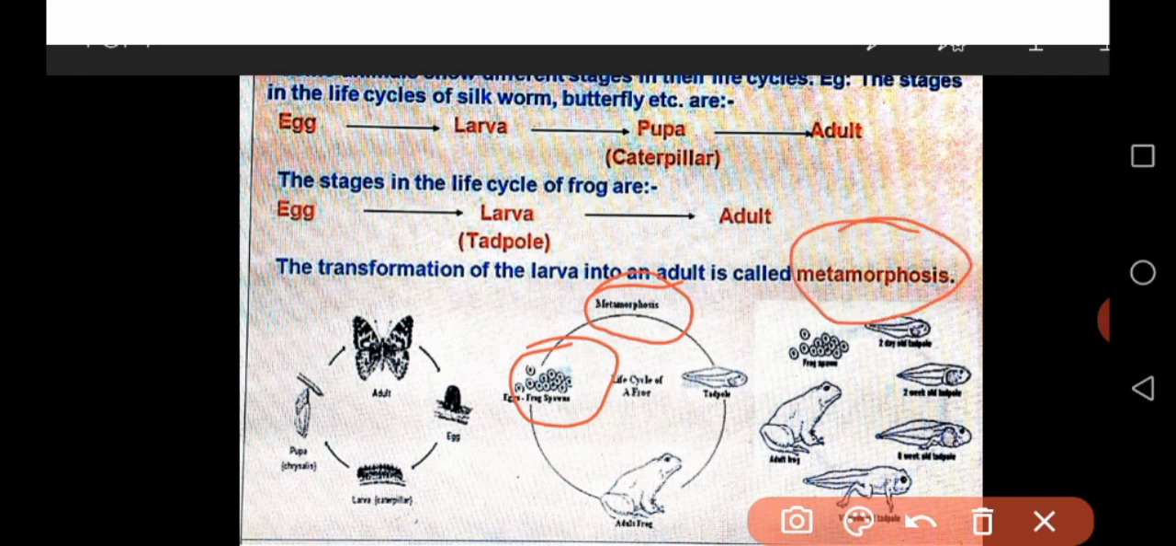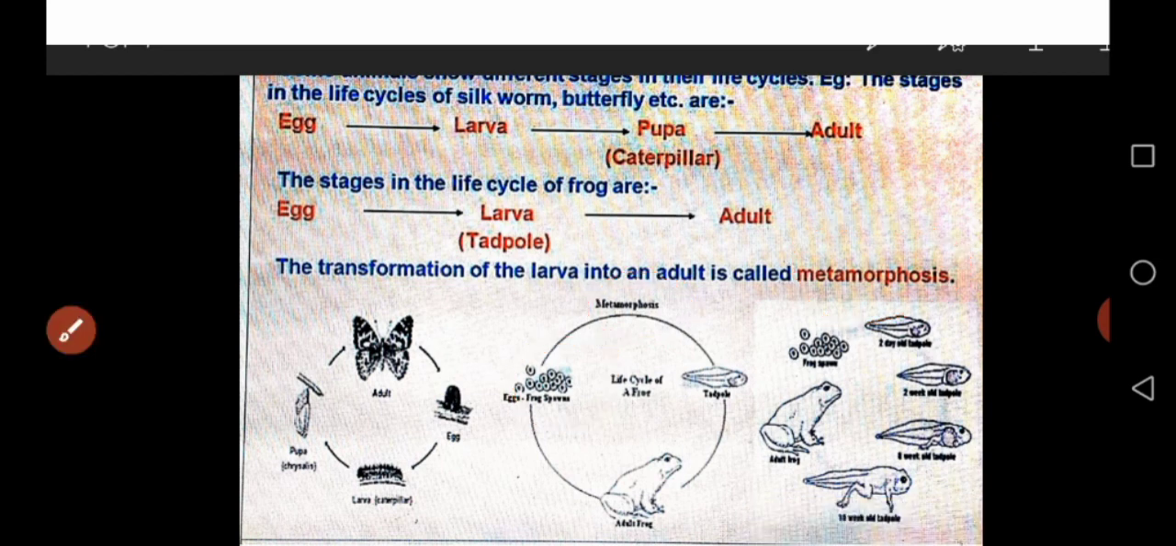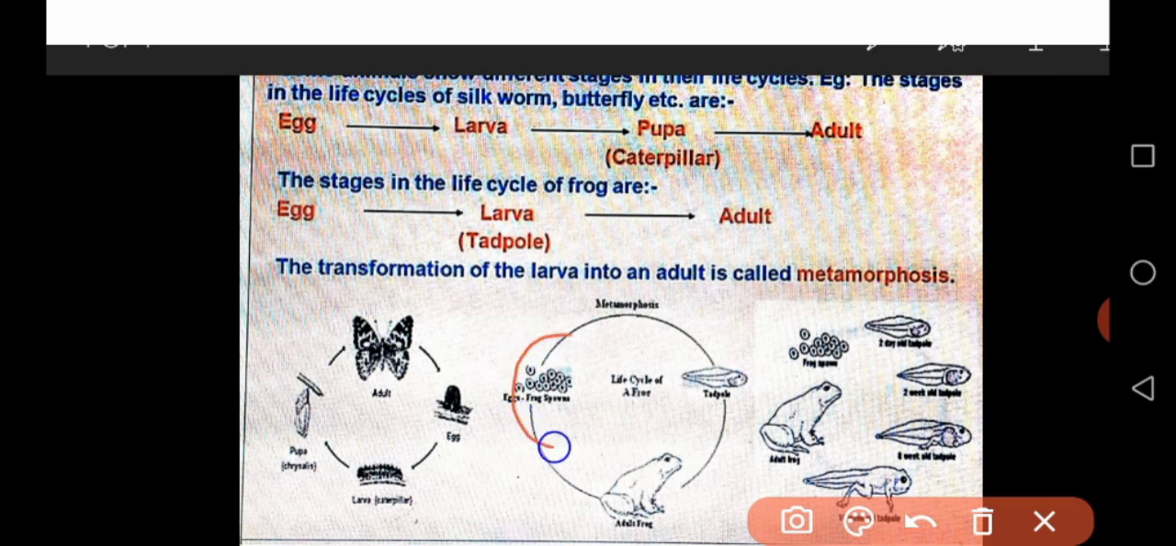Metamorphosis. One more question will come in your examination: what is metamorphosis? Metamorphosis is a transformation of larva into an adult stage. That transformation of larva into an adult stage is what we call metamorphosis. So the first stage in the life cycle of a frog is the releasing of the egg.